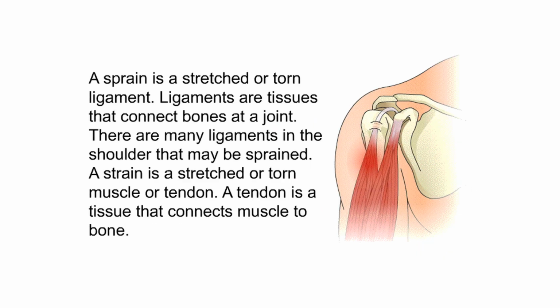A sprain is a stretched or torn ligament. Ligaments are tissues that connect bones at a joint. There are many ligaments in the shoulder that may be sprained. A strain is a stretched or torn muscle or tendon. A tendon is a tissue that connects muscle to bone.